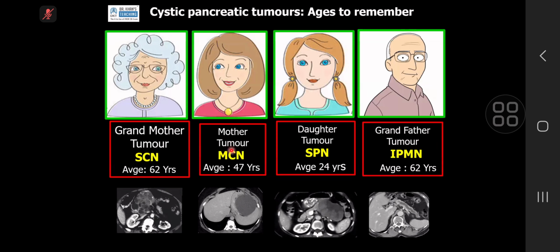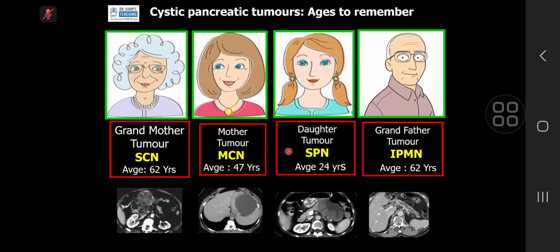And actually, I told you as a hint also, the patient was female and 65 was the age. So this is known as the grandmother tumor. This is known as the mother tumor. Average age is 47. This is 24. So this is very unique. If you see a cystic tumor in a young patient, you should be worried about this. IPMN average is 62 years.